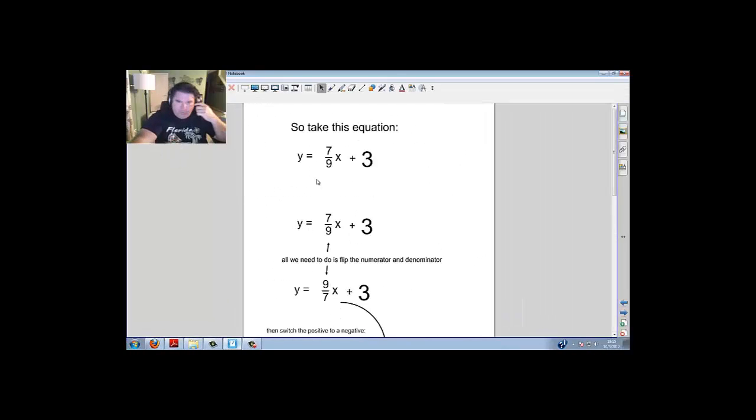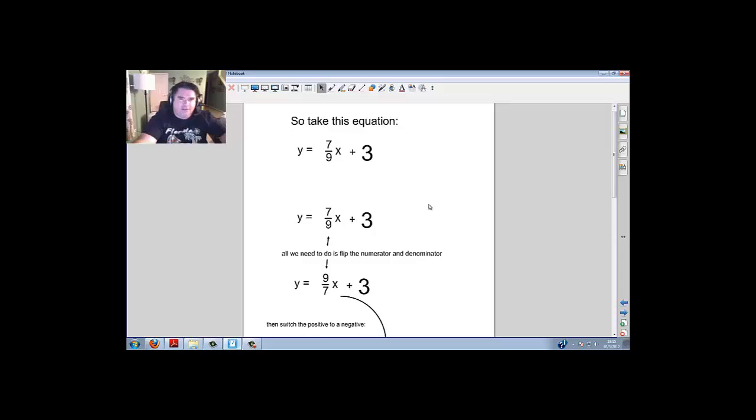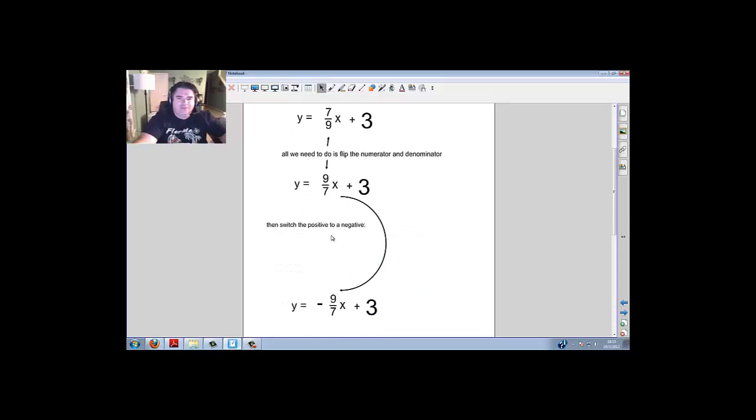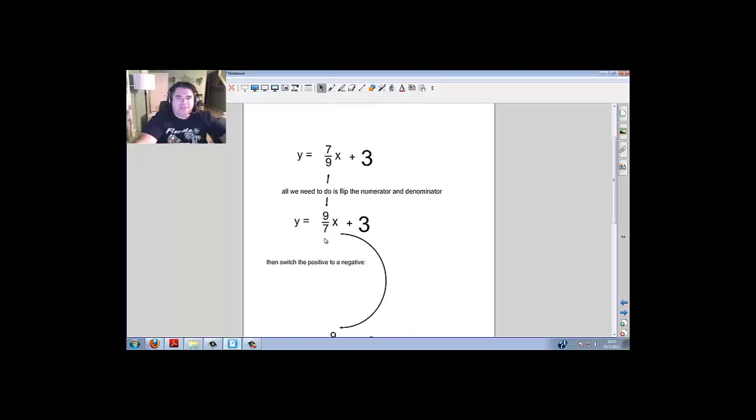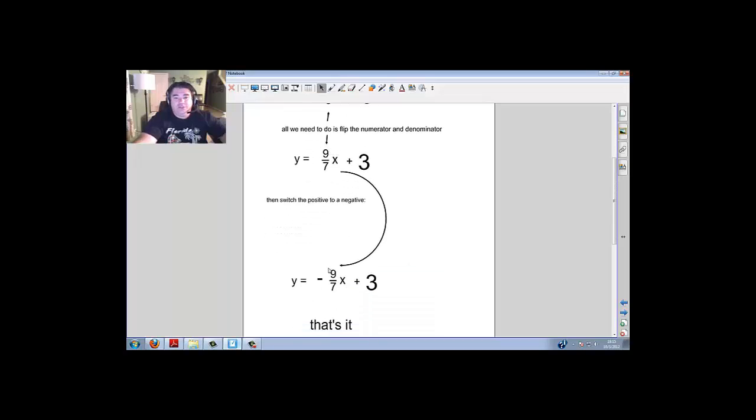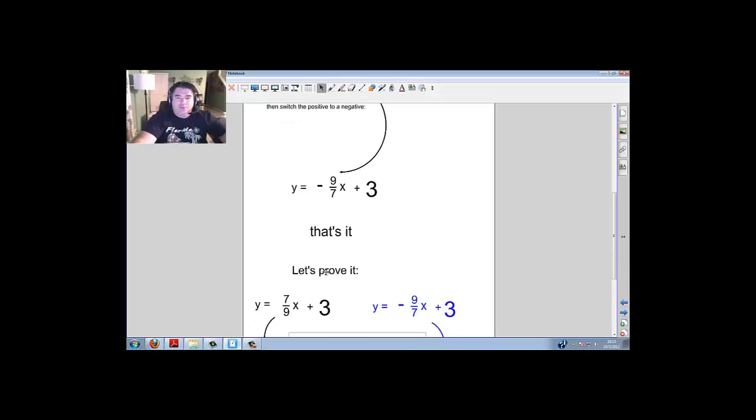So take this equation, y equals 7/9 x plus 3. All I have to do is ignore the 3. It's the same. 3 is going to be 3 for now. But for 7/9, flip. So instead of 7/9, 9/7. And instead of positive, make it negative. Take a look here. 7/9 becomes 9/7. And then from positive to a negative. And that's it. Let's prove it real quick.